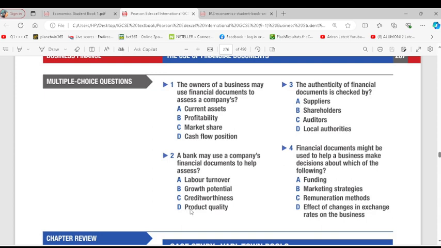The owners of the business, what's their interest in measuring the performance of the business, in assessing the financial documents? Market share? Why? Oh, yeah. I'm sorry. It's B. Profitability. Owners, it's profitability.